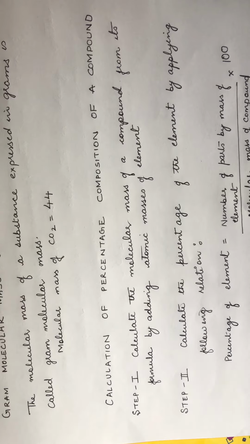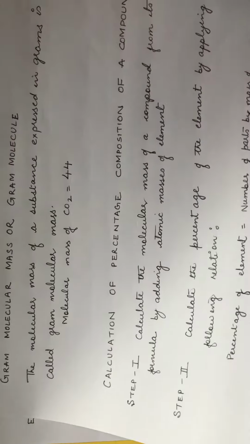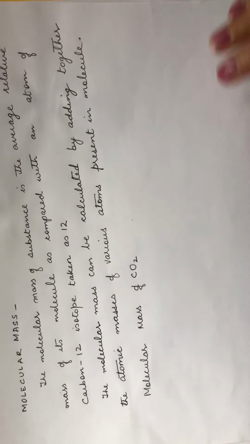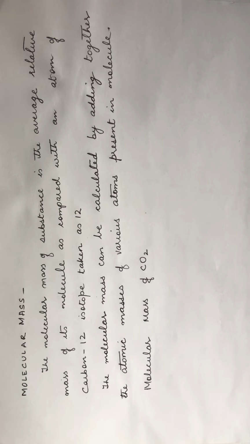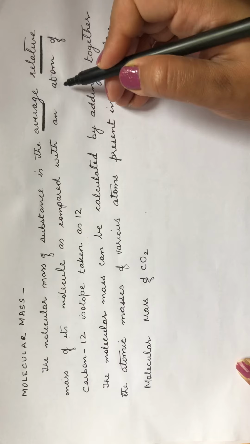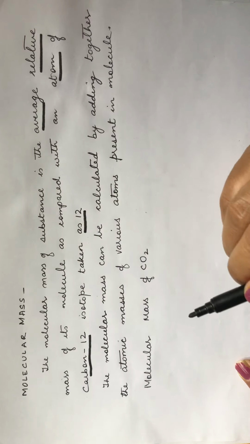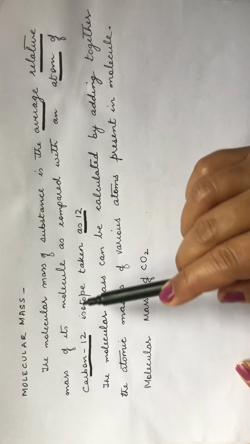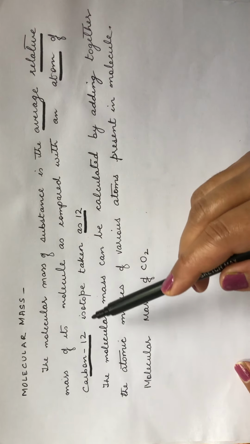So what is gram molecular mass? What is the molecular mass? Molecular mass of a substance is the average relative mass of its molecule as compared with an atom of carbon 12 isotope taken as 12. It is of a molecule, and this is also in comparison with the atom of carbon 12. So here also the standard which is taken is carbon.